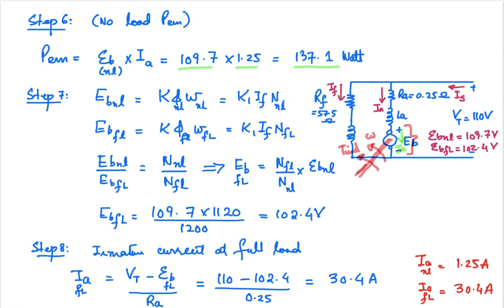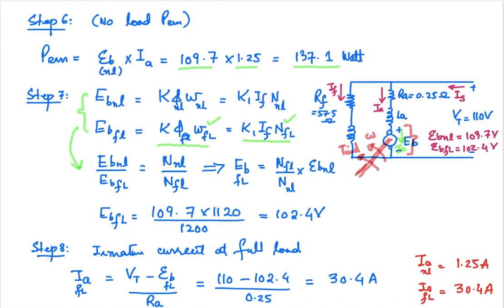Similarly, if we consider the full load, at full load your back EMF can be represented like that: K flux at full load, speed at full load. So this can be written as K1 IF into the speed at full load. If we take the ratio of these two equations shown over here, EB NL over EB FL will simply be equal to the no load speed divided by the full load speed.